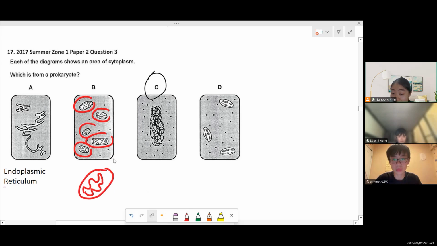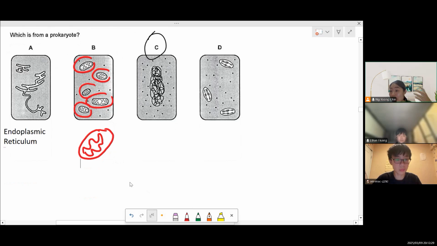This is a kind of organelle which is involved in aerobic respiration. So this organelle is mitochondria. Remember that last week we learned about aerobic respiration, and aerobic respiration actually takes place inside the mitochondria. Yeah, you can write it down.